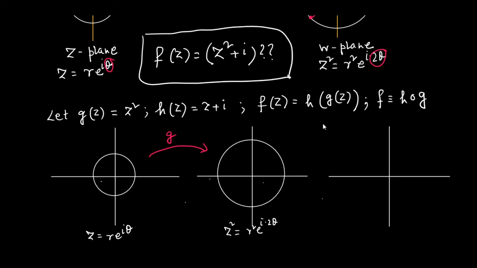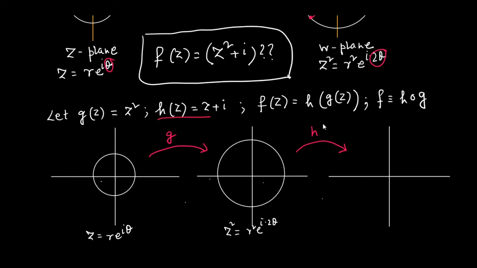So if I think of this as my circle of radius r squared, that means for a particular point on this circle of radius r in the z plane, under g, that point will be mapped to a point on this circle of radius r squared, and the argument will get doubled. Fine. Now under the influence of the function h, what will happen?